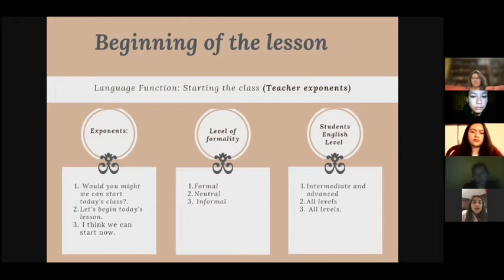The second is, let's begin today's lesson. The level of formality is neutral and the student's English level is for all levels. And the third is, I think we can start now. The level of formality is informal and student's English level is to all levels.